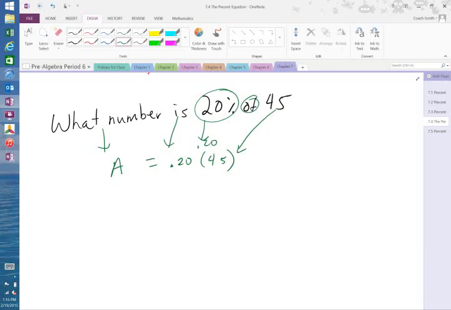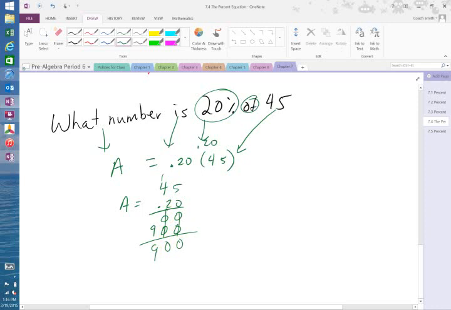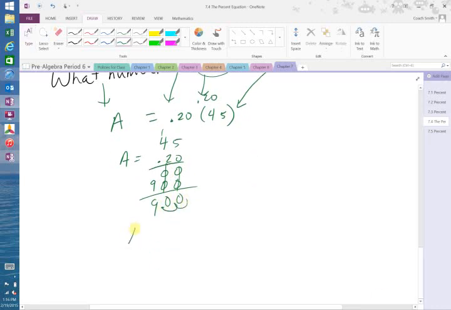Okay, now you just multiply it out. A is equal to 0.20 times 45. 0 times 5 is 0, so that adds a 0. 2 times 5 is 10. Carry my 1, that's 9. I have 2 decimal places. And so A is equal to 9.